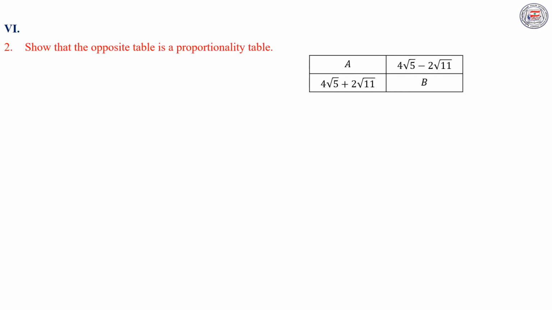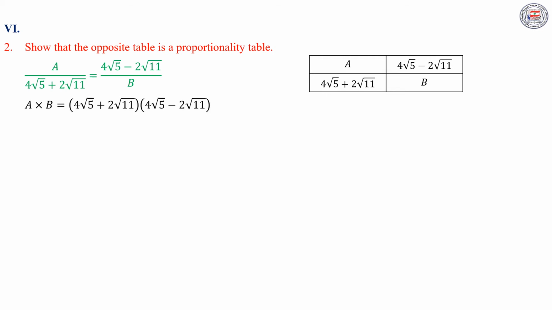In part 2, we have to show that the opposite table is a proportionality table. In order to prove that this table is a proportionality table, we must have A over 4 radical 5 plus 2 radical 11 equal to 4 radical 5 minus 2 radical 11 over B, as we have seen in the two examples 1 and 2. So, if we make a cross multiplication in this case, we get A times B equal to 4 radical 5 plus 2 radical 11 times 4 radical 5 minus 2 radical 11.